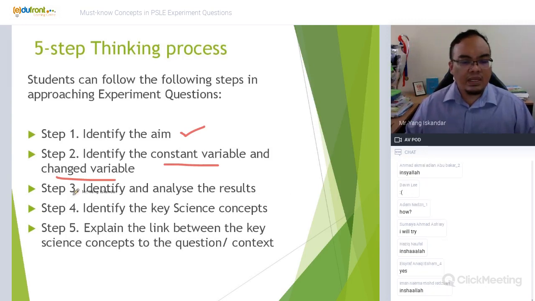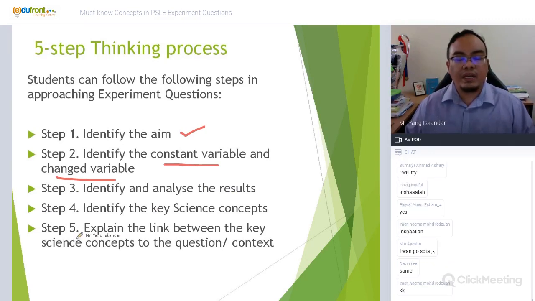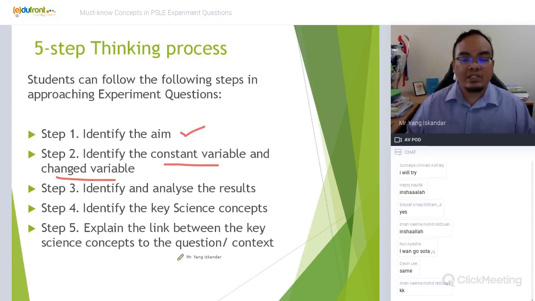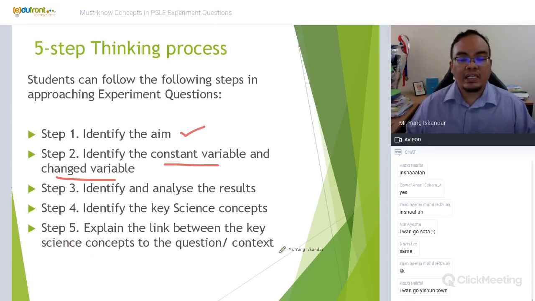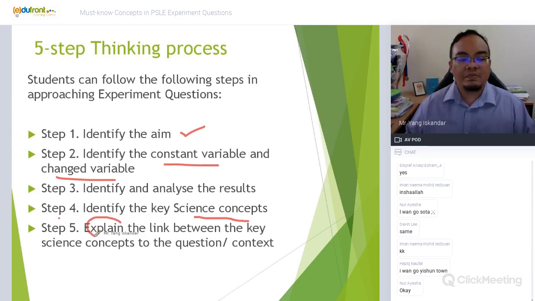Now step number 3, analyze results. Step number 4, identify the key science concept. And step number 5, this is where the most important part is: you need to explain the link between the science concept and the context of the question. After you analyze the data given to you, the change variable, the fixed variable, and you have identified the key science concept, step number 5, the challenging part, is to be able to explain.